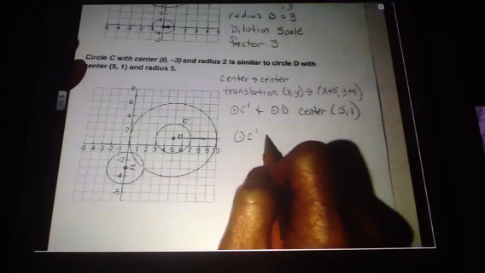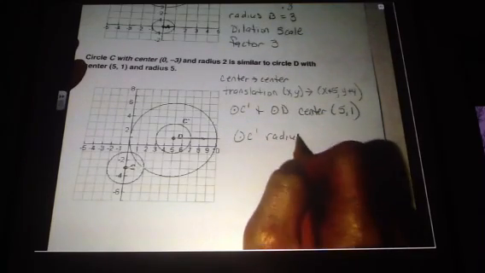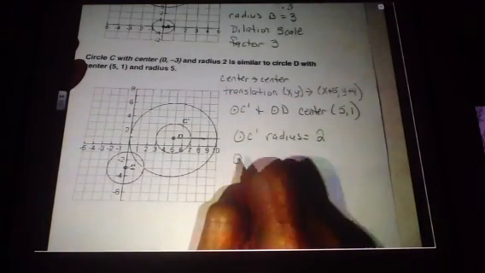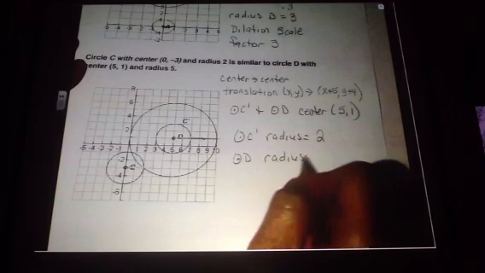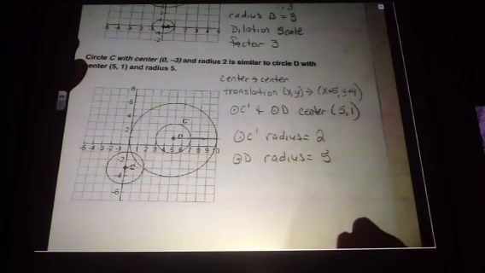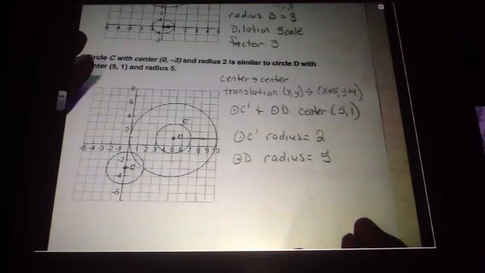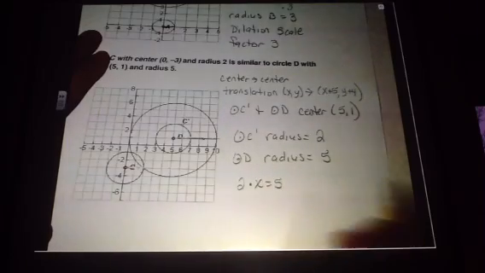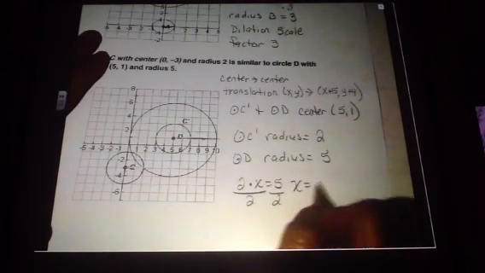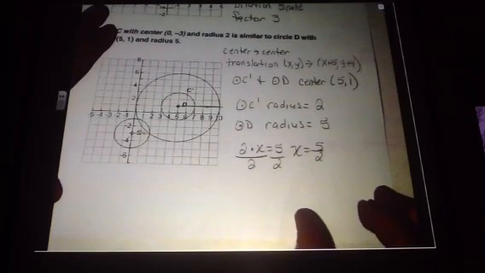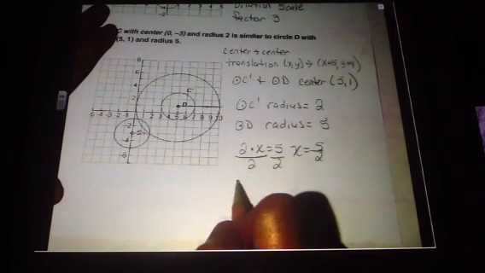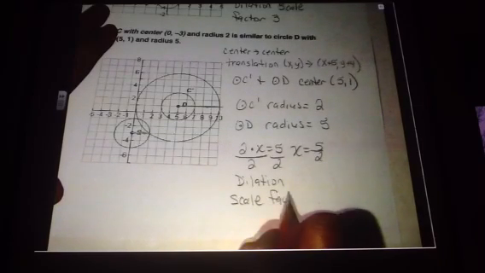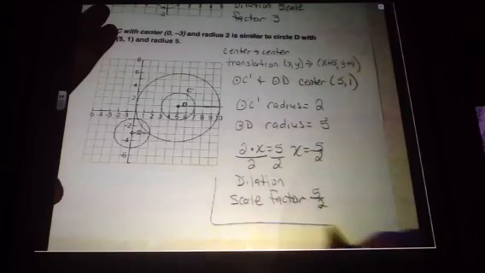All right, so circle C prime has a radius of 2, and circle D has a radius of 5. So how do we get from 2 to 5? So we just proved that these circles are similar because it has a dilation with a scale factor of 5:2.